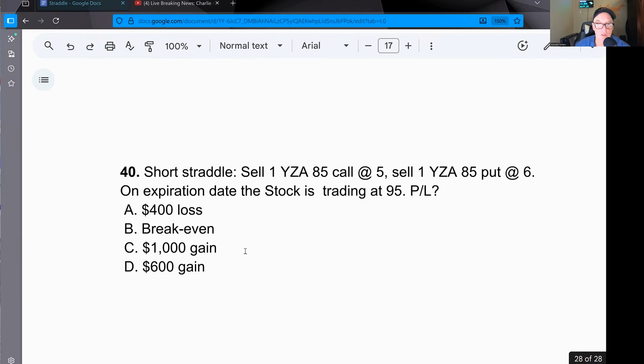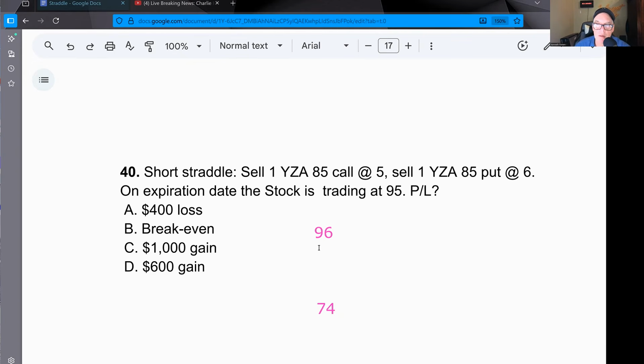The last one. Short straddle. Press pause. Okay, so we're going to do the 11s. 96 on the upper and 84 on the lower, I guess, right? Is that right? 96 on the upper, yeah. And then, no, 74 on the lower. And then it went to 95.